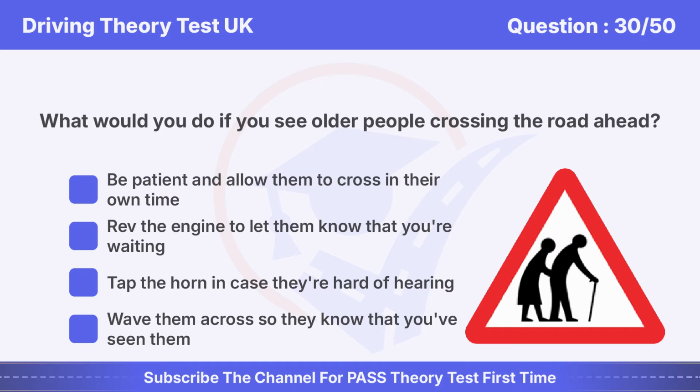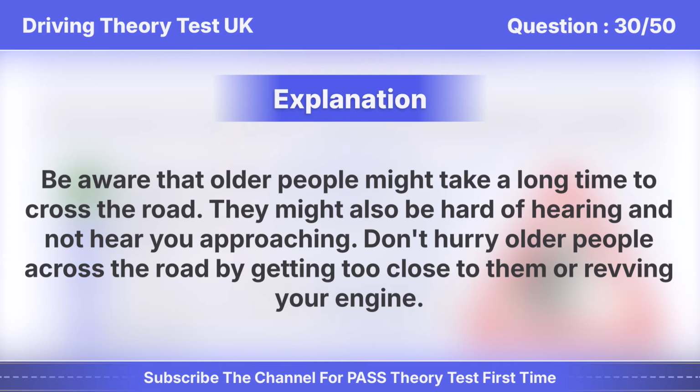Question 30. What would you do if you see older people crossing the road ahead? Answer is A. Be patient and allow them to cross in their own time. Be aware that older people might take a long time to cross the road. They might also be hard of hearing and not hear you approaching. Don't hurry older people across the road by getting too close to them or revving your engine.